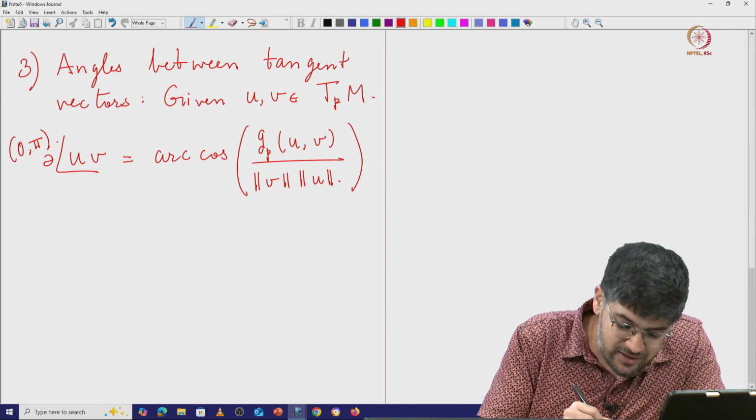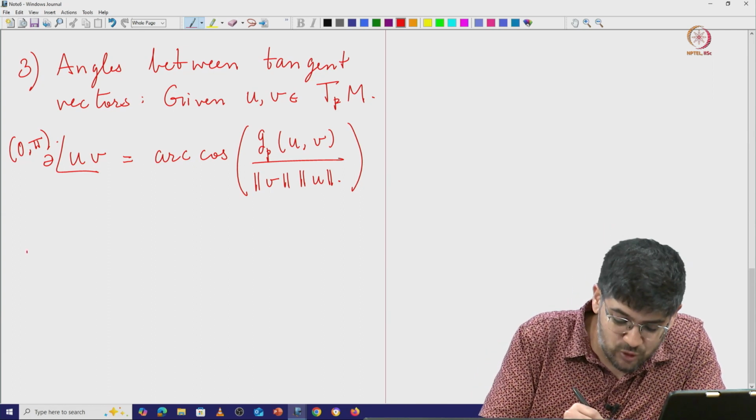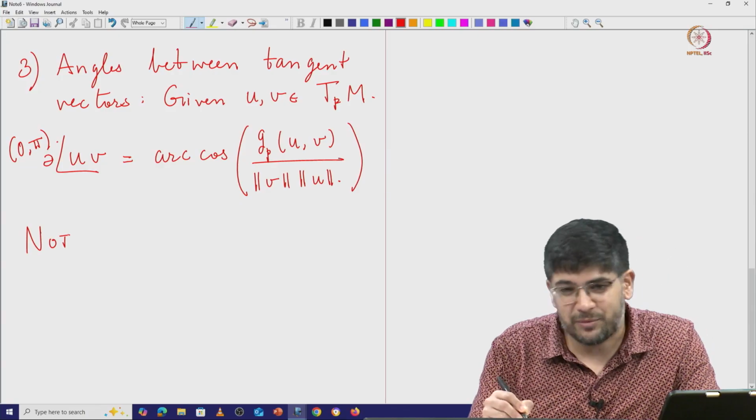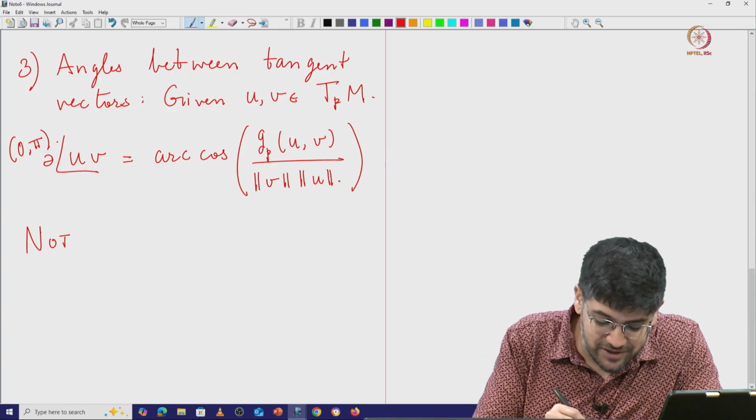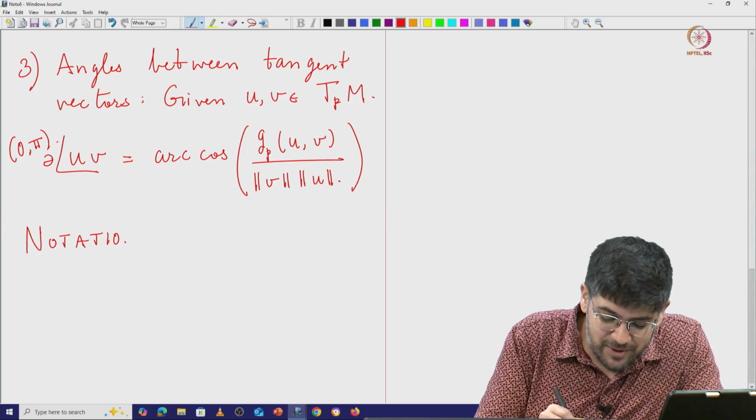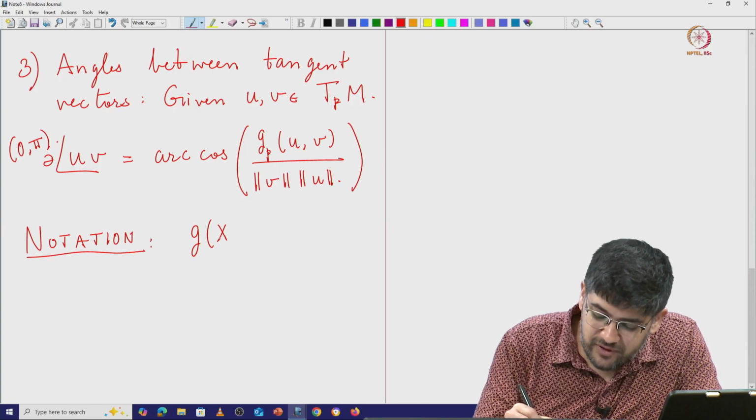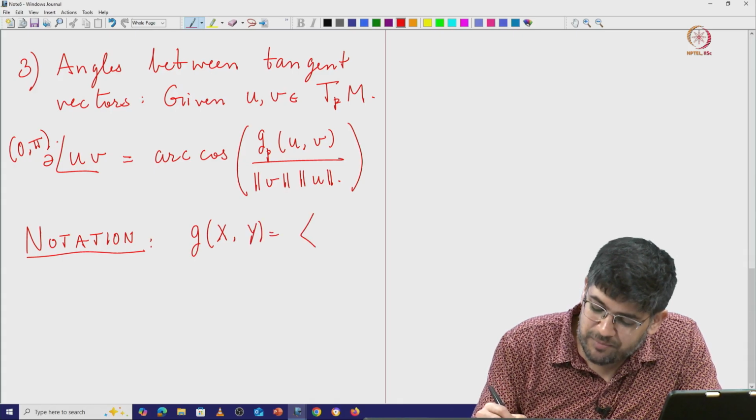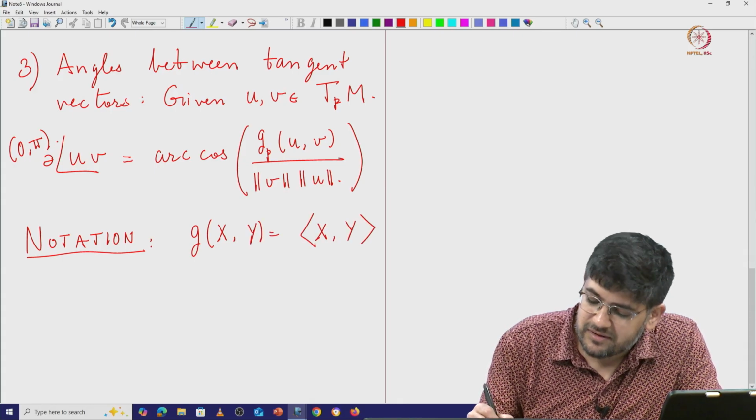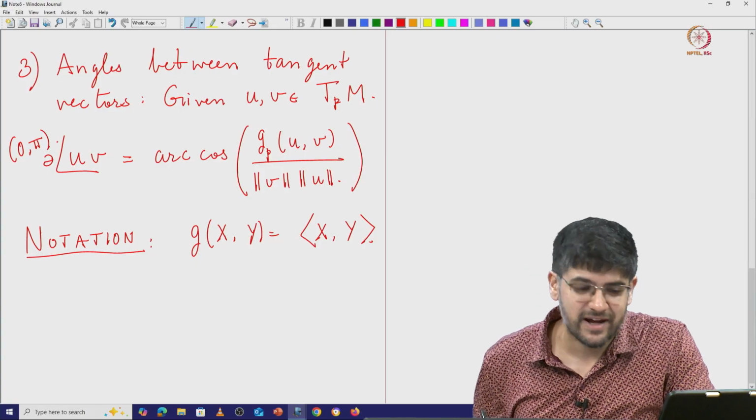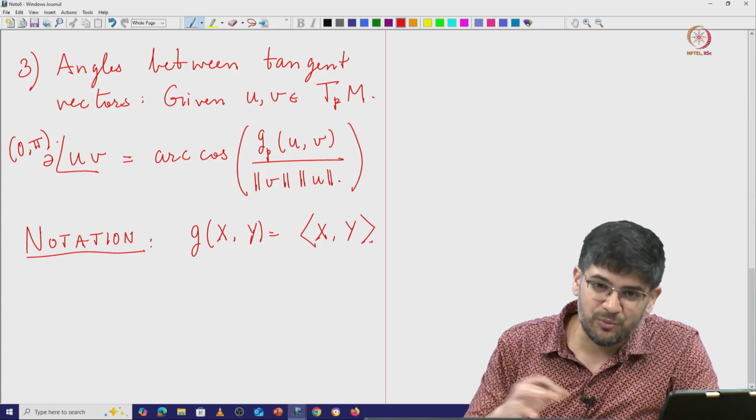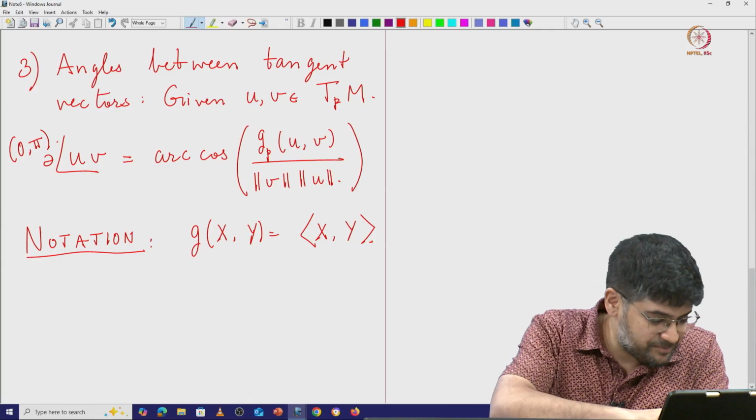All right. So let me also introduce some notation, because it's sometimes cumbersome to keep writing g all the time. So sometimes I'll also write g of X, Y to simply be this angular brackets X comma Y. Okay, so I'll use both notations interchangeably.